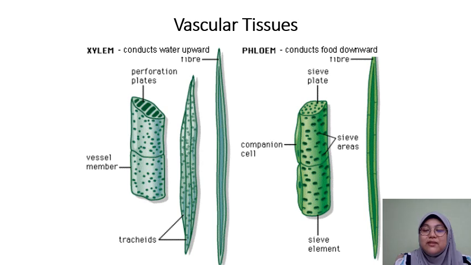So the cells in vascular tissue are typically long and slender, and since the xylem and phloem function in the conduction of water, minerals, and nutrients throughout the plant, it's not surprising that their form is similar to pipes. So we have xylem that conducts water upwards, and then we have the phloem which conducts food downwards.